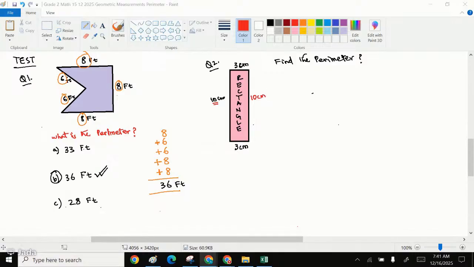Okay, I'll give you the options and let's see what the answers are. Option A is 24 centimeters. Option B is 26 centimeters. And option C is 27 centimeters. So can anyone give me the answer? Okay, these are the options. Let's see who gives the answer.